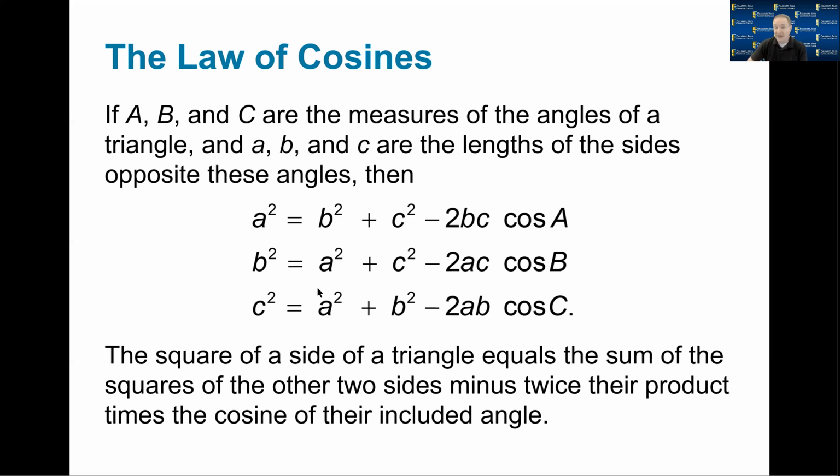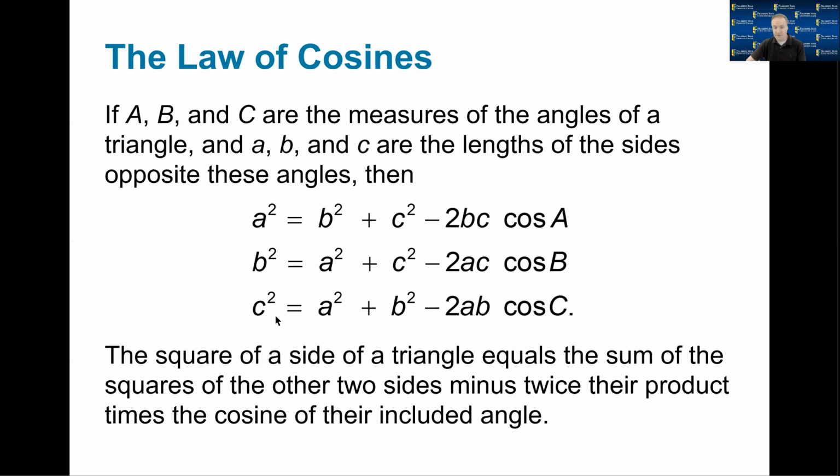Now, what I would like you to remember: a lot of people look at this and say, do I have to memorize all three? Well, not really. All you have to remember is that any side squared of a triangle is equal to the sum of the other two sides squared minus twice the other two terms' product times the cosine of the angle opposite the side you're looking for. So if you notice here, b squared is equal to a squared plus c squared minus 2ac cosine b.